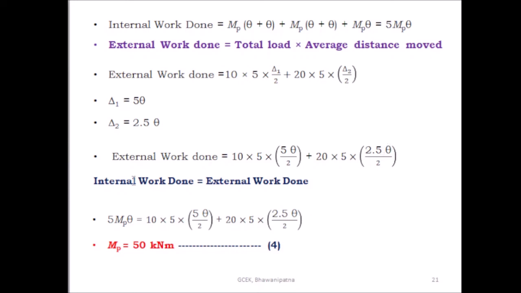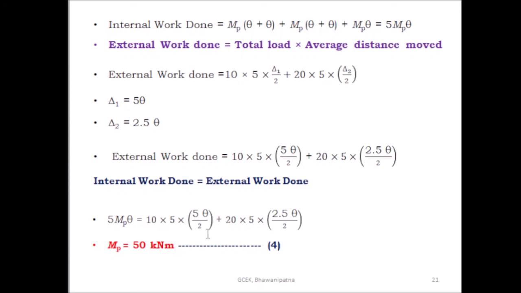Then equate the internal work done with the external work done. So the internal work done is equal to 5 MP theta, and the external work done is equal to 10 into 5 into 5 theta by 2 plus 20 into 5 into 2.5 theta by 2. Then after simplification of this expression, you get MP is equal to 50 kilonewton meter.